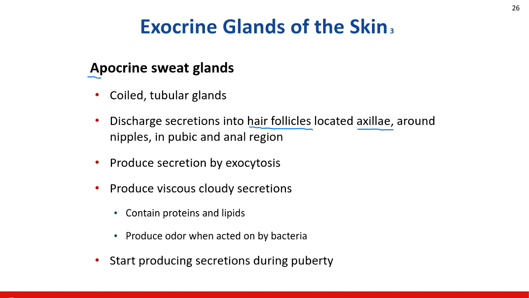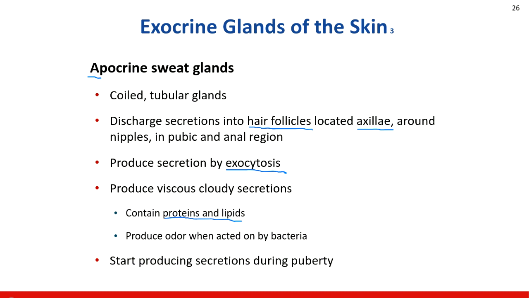These glands also produce their secretions through exocytosis, except in this situation their secretions are a little bit more viscous. What that means is it's going to be a little bit thicker than the merocrine glands. Merocrine glands are mainly water. We'll have some water here, but in this case we're going to have more proteins and lipids.